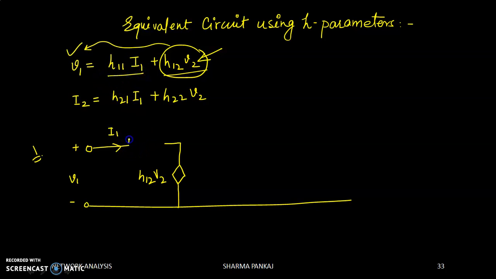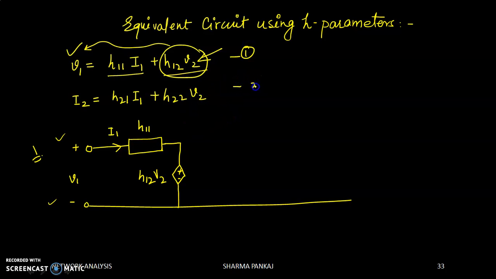And this current I1 is crossing some element named H11 like this. This is your H11. Okay, and this H12 V2 will have the same polarity of plus minus of this. This is your plus minus. Okay, the equation number 1 is done.